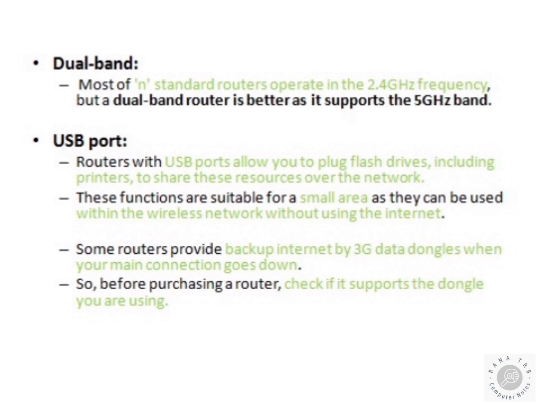Next one, the last one, is the USB port. We all know that a USB port is one of the external ports that we connect to devices. It allows for plugging in flash drives, printers, etc., for transferring or sharing resources among the networks. Okay, this is used only in small areas. Next, some routers can provide backup internet by 3G data dongles. So before purchasing the router, check if it supports the dongle.